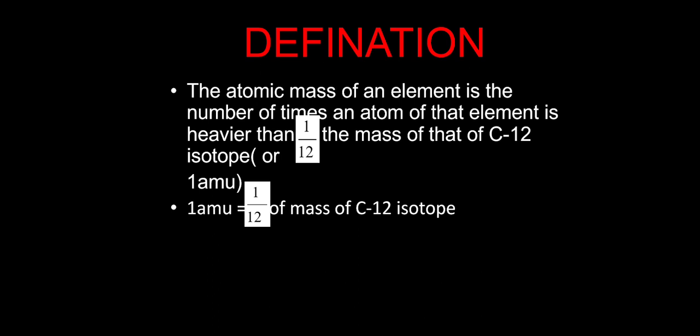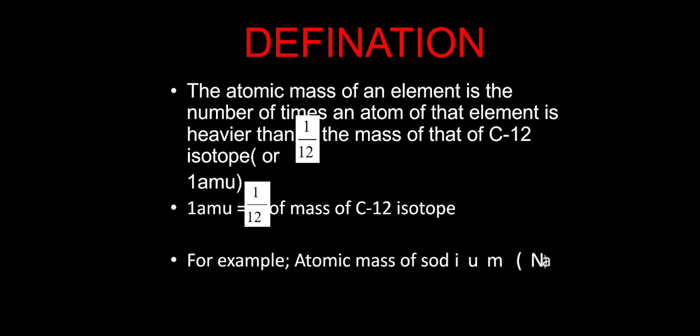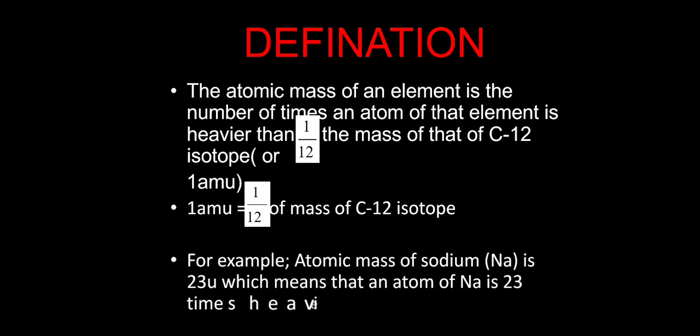Now, let us take an example. The atomic mass of sodium is 23 u, which we know. So what does it tell us? It tells us that an atom of sodium is 23 times heavier than 1 AMU.